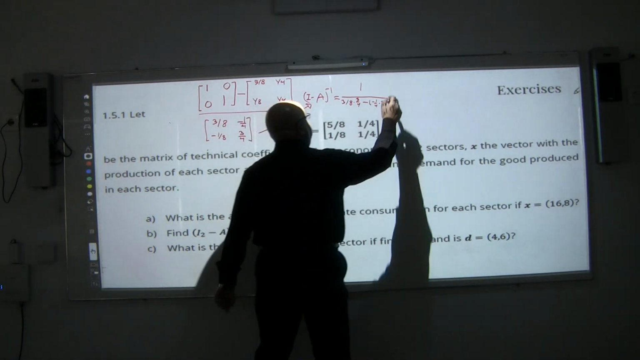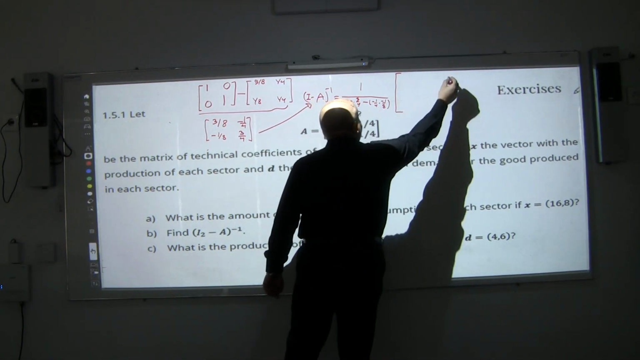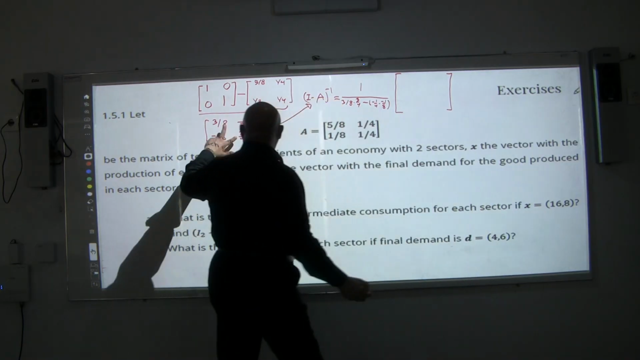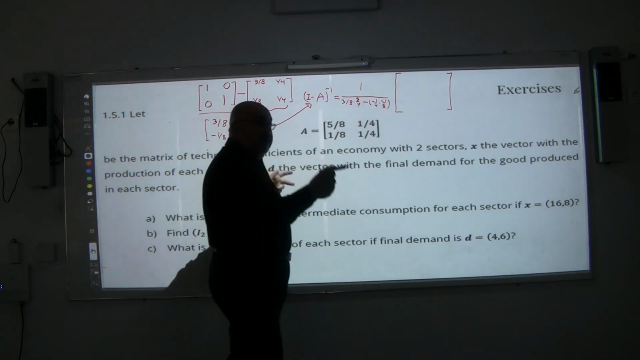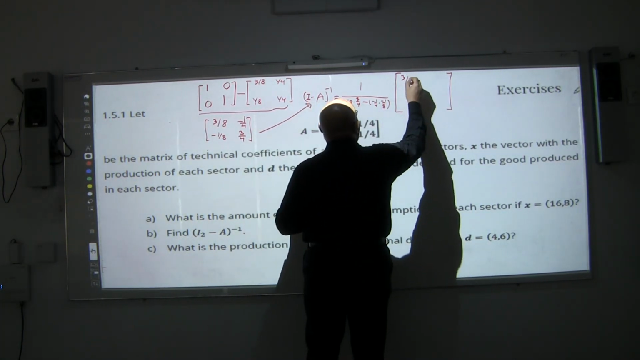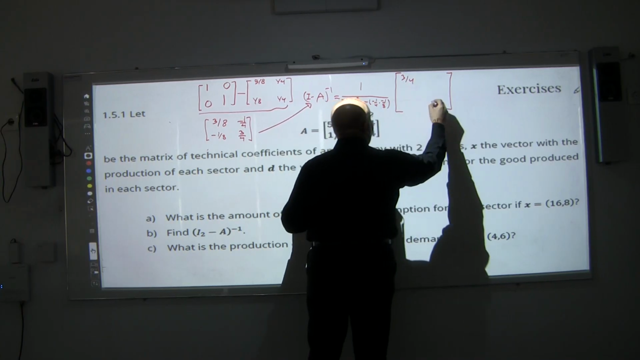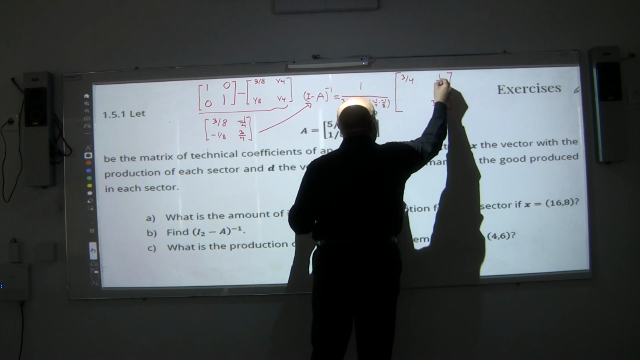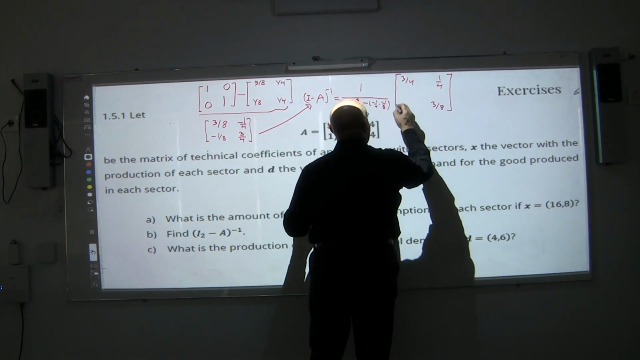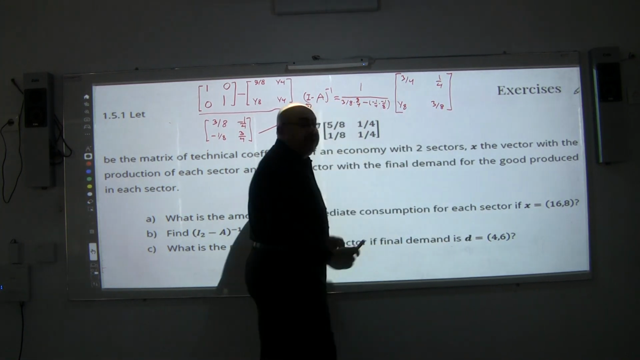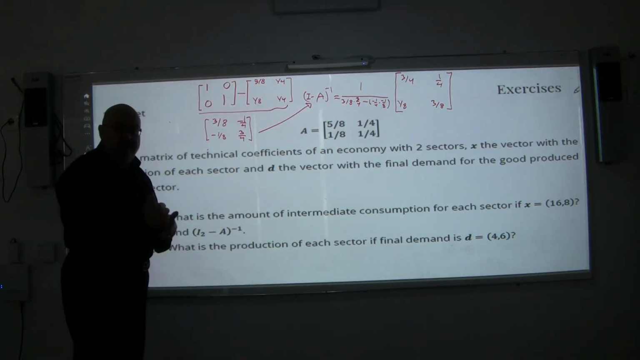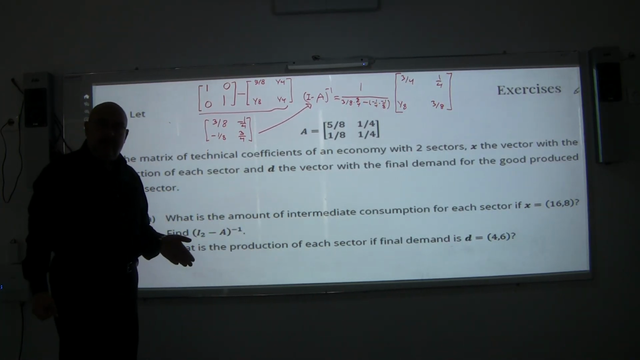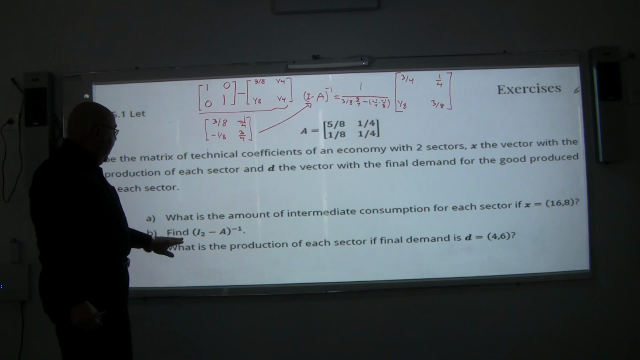Then I will multiply by the matrix where I replace the elements on the principal diagonal, which is going to be 3 over 4, then 3 over 8, and interchange the sign of the other two. That's the fastest way, the empirical rule, to get an inverse of this matrix. Are you with me? Do you remember that? So now I have the inverse.